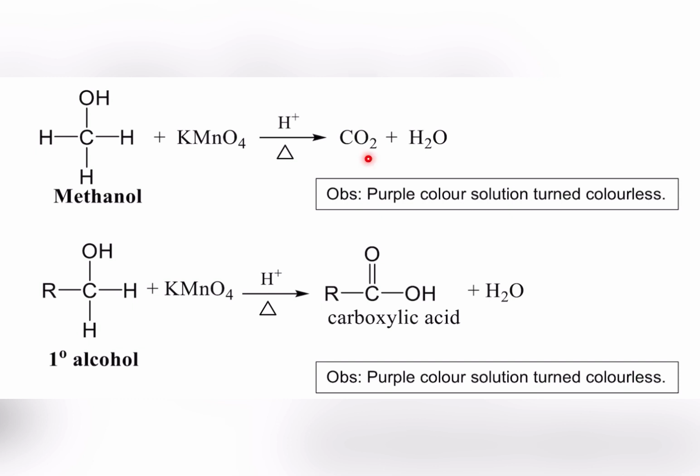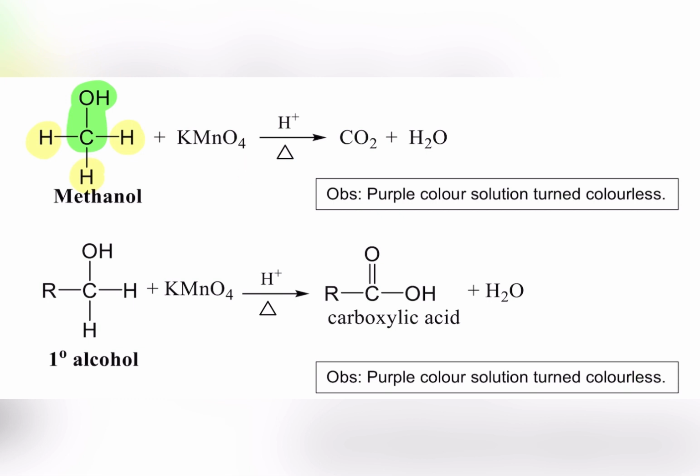The product will be carbon dioxide plus H2O. So methanol can undergo oxidation because this carbon that has the OH group contains hydrogen atoms. So the hydrogen atoms here can be oxidized to form carbon dioxide and H2O. That's why methanol shows an observation where the purple color solution turns colorless. This purple color indicates the color of potassium permanganate here.